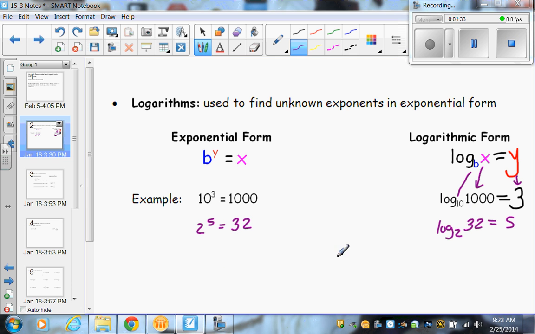Also, I want to make note here that log base 10 of 1,000 equals 3. You typically will not see log base 10 written like this. It will typically just be written as log. And if you just see the word log, it is implied that the base is 10.